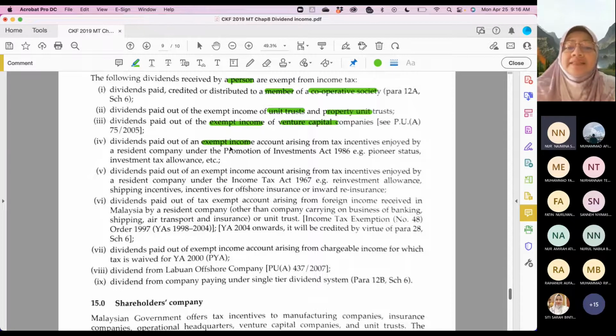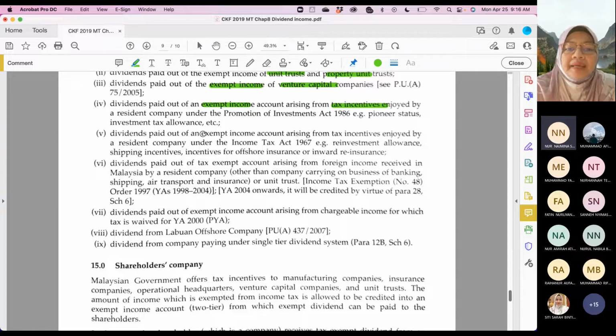So this example here, exempt income account, arises from tax incentive enjoyed by companies. So if a company is under tax incentive, then we have two sources of dividend. One is from retained earnings, and they can also pay dividend out of their exempt income account. Any dividend paid out of exempt income account is exempted from tax. So that's why there's a difference: single tier is a final dividend, but exempt income means that you don't have to pay any tax on the dividend income.